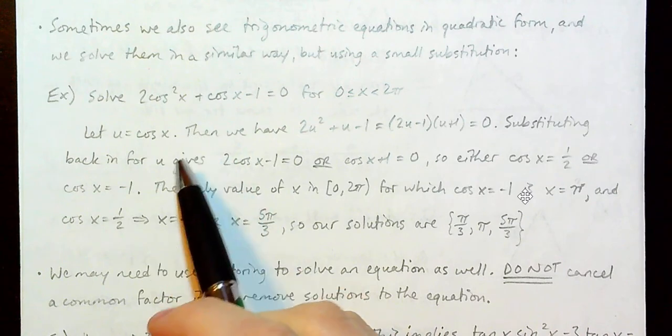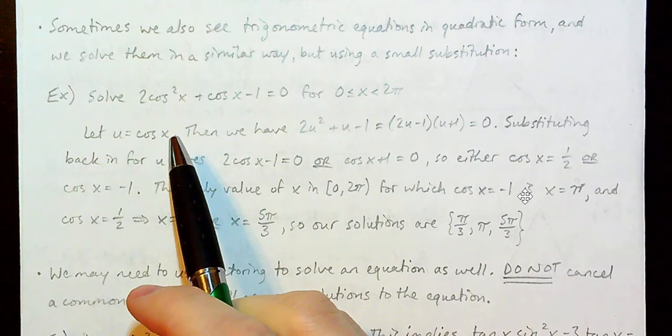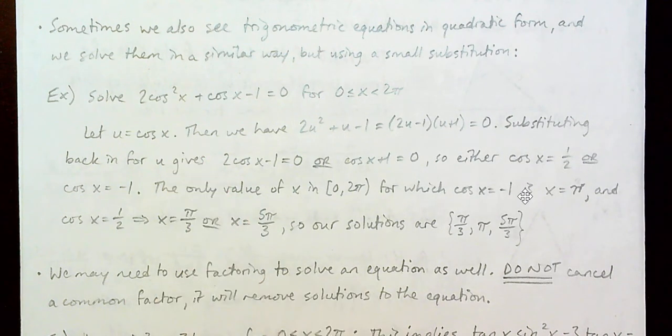So suppose you have to solve 2 cosine squared x plus cosine x minus 1 is equal to 0. Again, we want all positive angles that are less than 2 pi, and they can be 0 as well. So we're going to make a small substitution before we go on to solve this. We're going to let u equal cosine x.